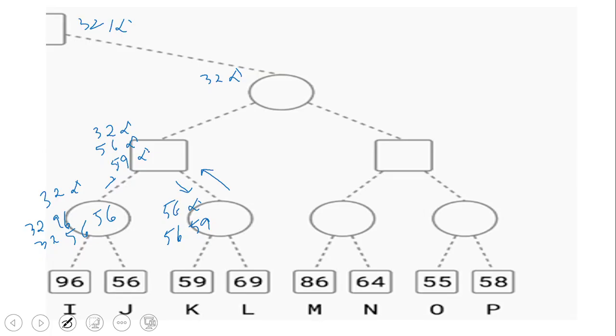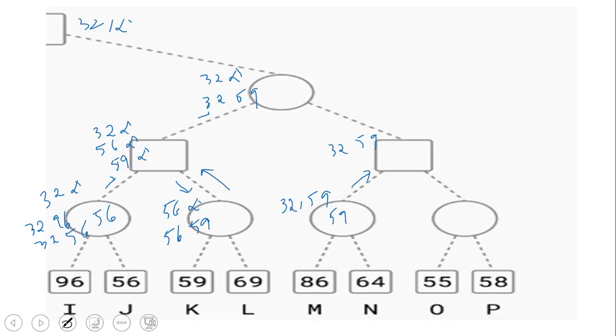Now this 59 value will be forwarded to here. This is the minimum node, so the beta value has to be updated: 32 and 59. Then 86 will be received here. 86 is greater than 59, so keep it as it is, 59. Then 64 and 59. 59 is less, so keep 59 as it is.